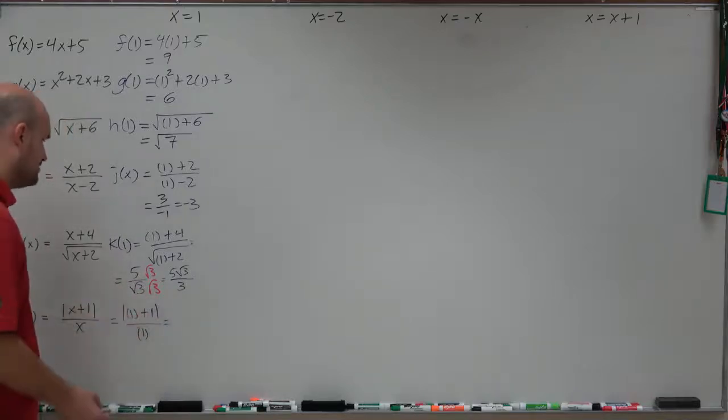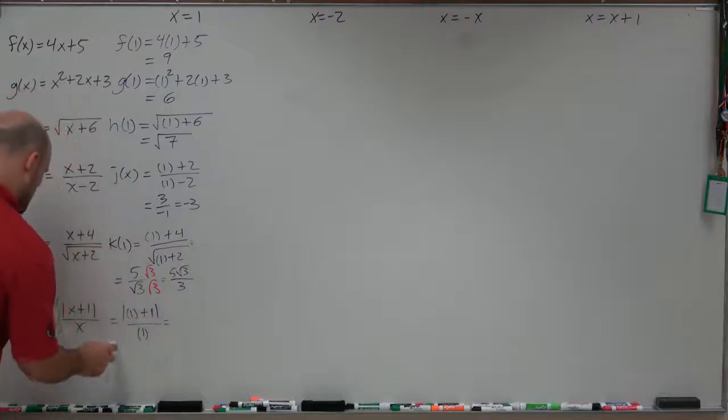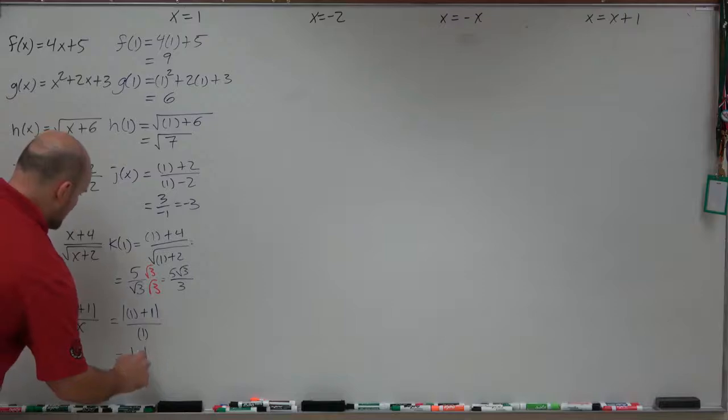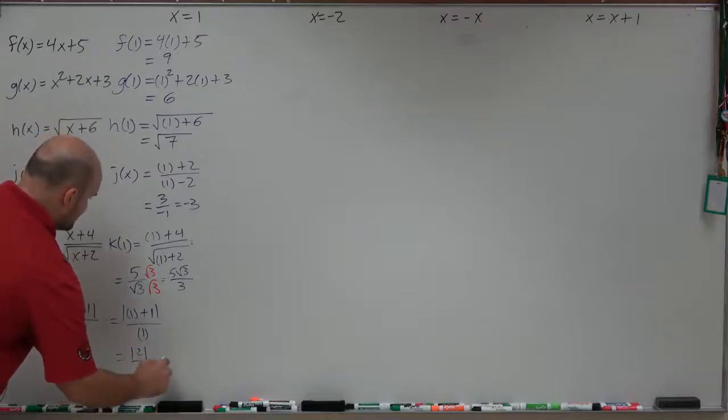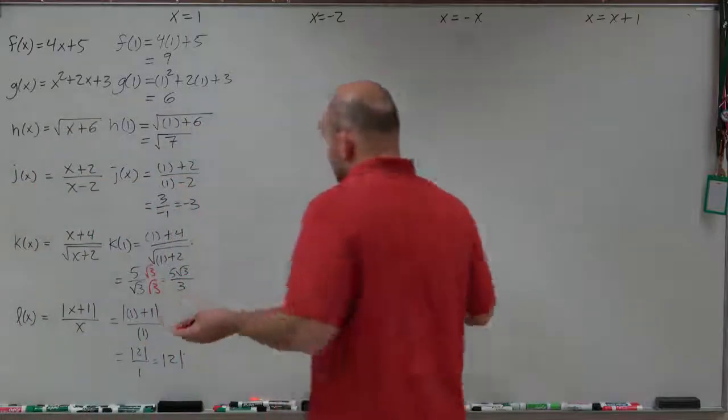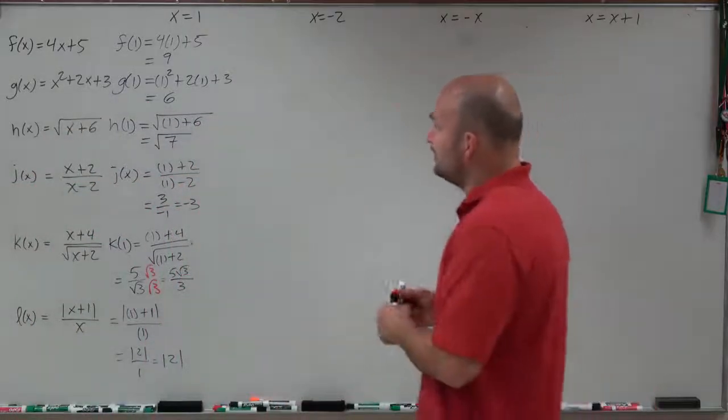So we have 1 plus 1 is going to be 2 divided by 1. So therefore, that's going to equal the absolute value of 2 over 1, which is just equal to the absolute value of 2. OK, so there you go, ladies and gentlemen. That's basically it. You can see by plugging each one of those in.